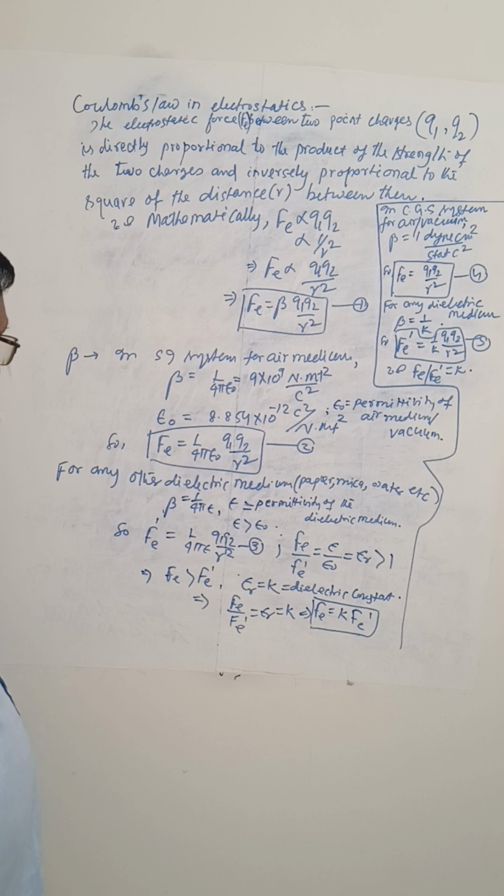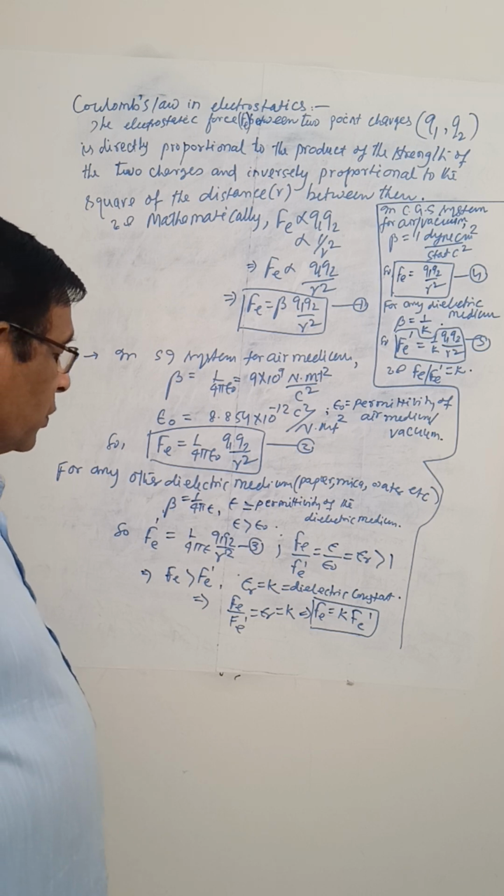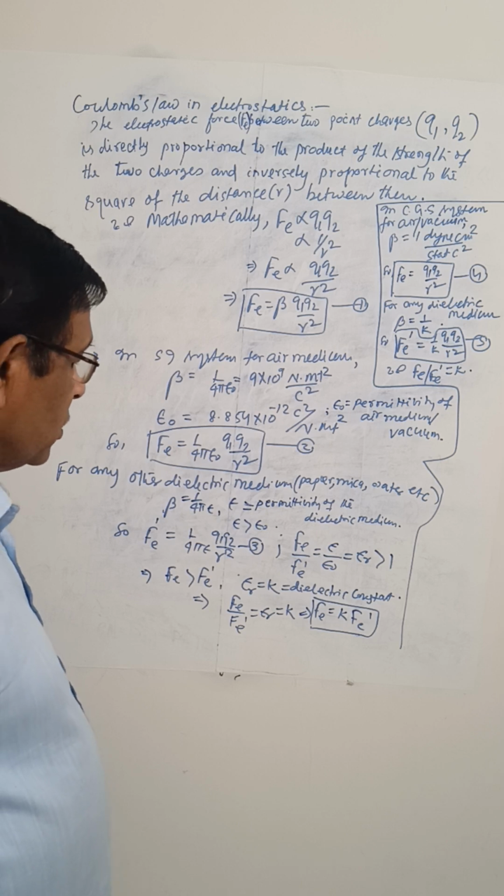So using this value of beta, equation 1 becomes Fe dash is equal to 1 by 4 pi epsilon Q1 Q2 by r square. If you compare equations 2 and 3, then Fe by Fe dash comes as epsilon by epsilon 0, which is equal to epsilon r, greater than 1, where epsilon r is called the relative permittivity, that is, the permittivity of the medium relative to vacuum. Fe is the force between the two point charges at a distance apart when the intervening medium is air or vacuum, and Fe dash is the force of interaction between the same two charges at the same distance of separation, but the intervening medium is other than air.